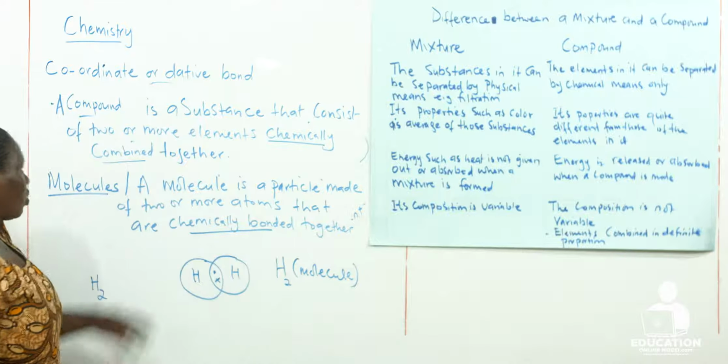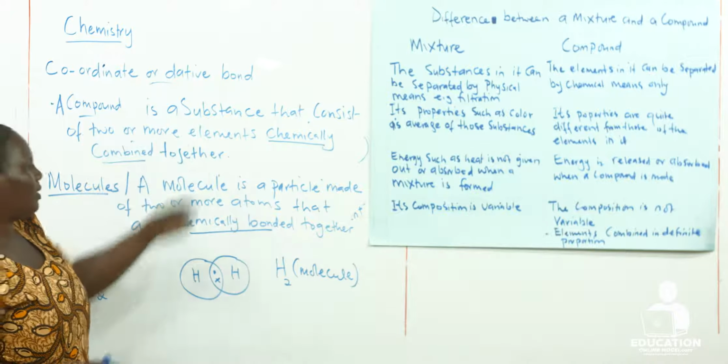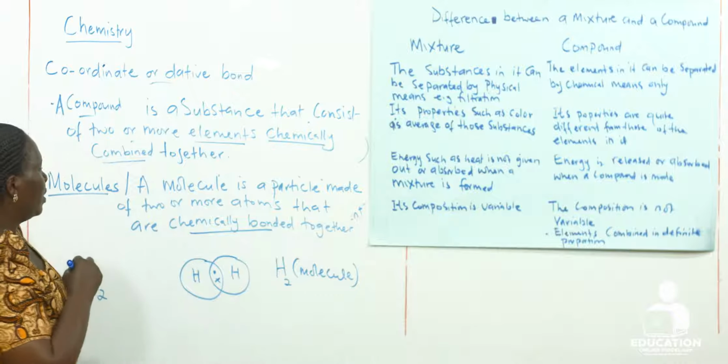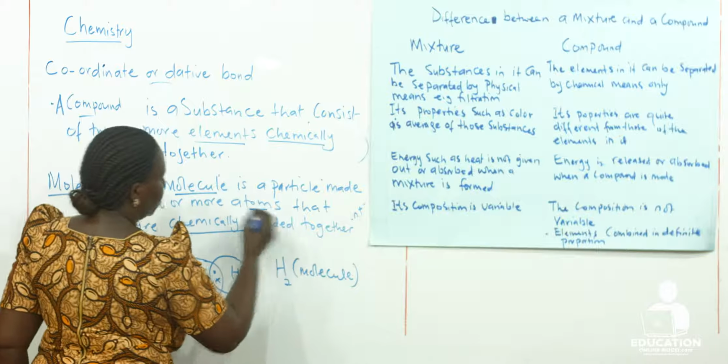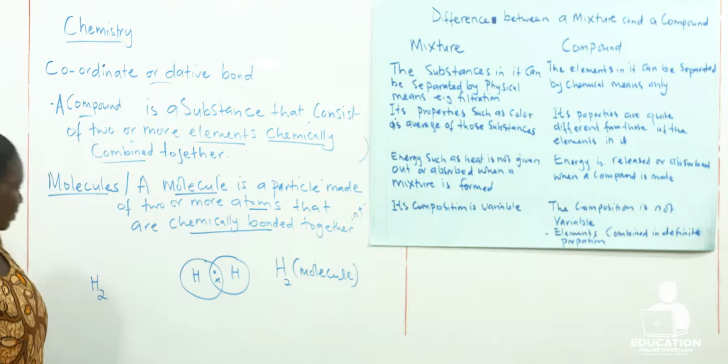So compounds are composed of two or more elements chemically combined together. But a molecule is made up of two or more atoms that are chemically bonded together.